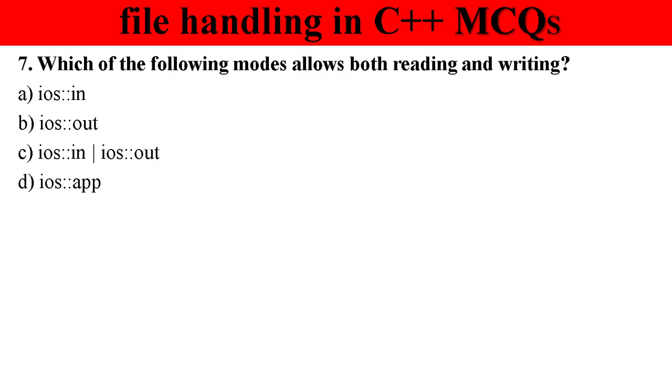Question number 7. Which of the following modes allows both reading and writing? A. in. B. out. C. in or out. D. app. The mode that allows both reading and writing is in and out. So the correct answer is C.